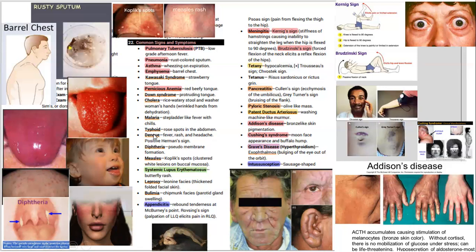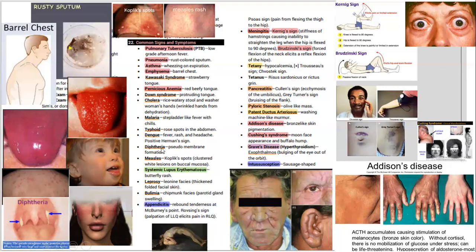Next one is dengue fever. The patient presents with fever, skin rash, and headache, also a positive Herman sign. Dengue fever, also known as break-bone fever, is a mosquito-borne viral disease, and this causes high fever, headache, and joint pain.